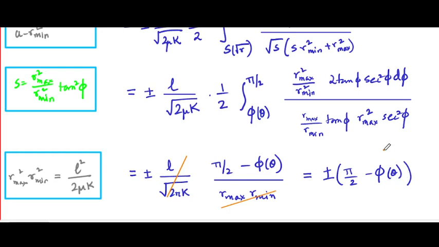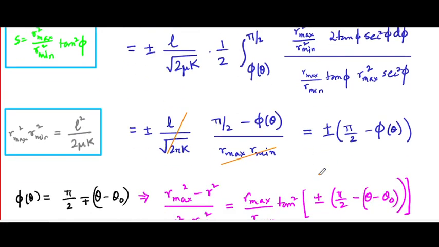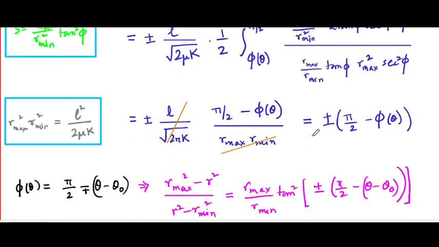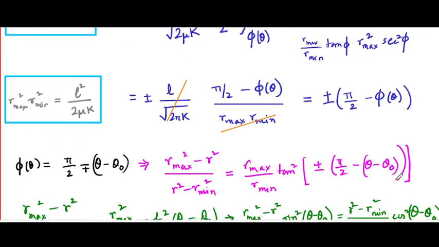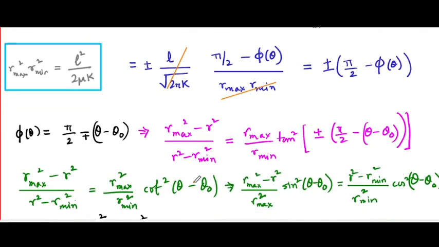So now the only difference, of course, is here you have an extra half which you did not have in that problem. So here phi of theta works out to be pi by 2 minus plus theta minus theta 0. And by plugging the formula back and going back to r, you simply get this expression. rmax squared minus r squared by r squared minus rmin squared. This is of course s. That's rmax by rmin, tan squared of this quantity. Cos squared theta minus theta 0. Just a simple rewrite from this gives you this.